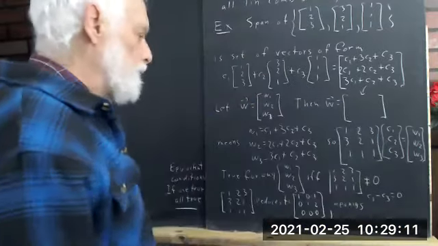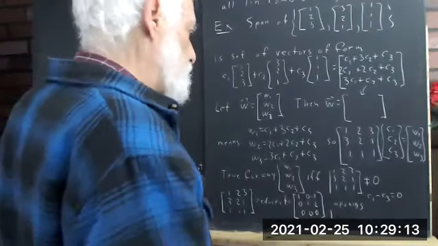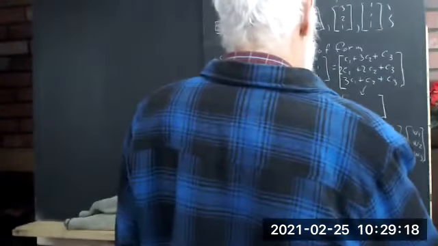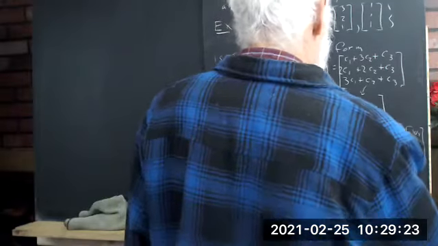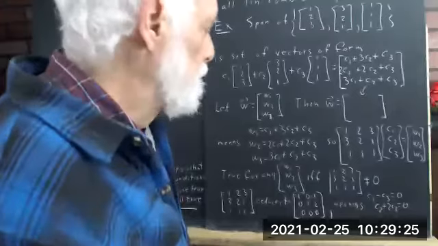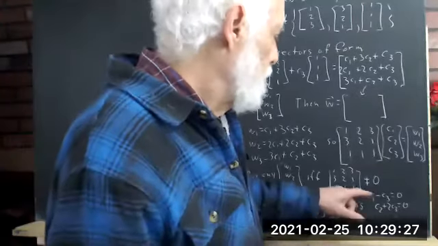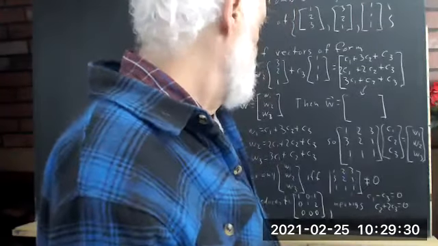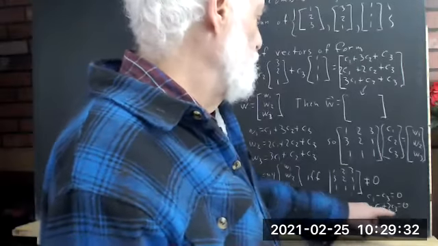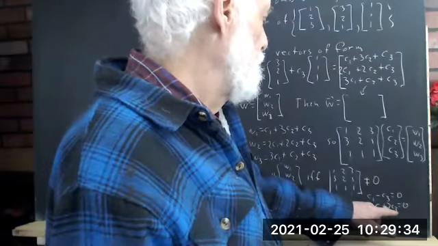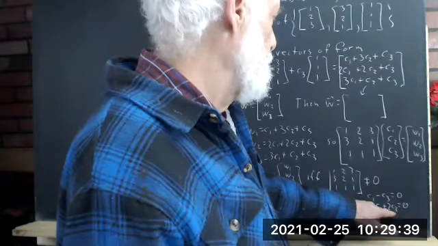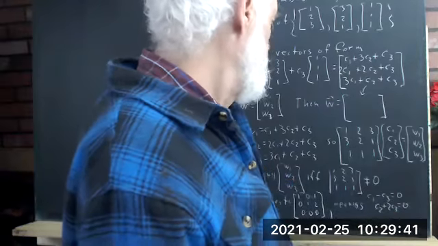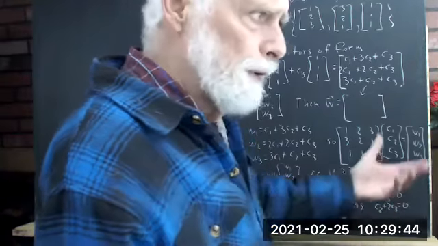I get C1 minus C3 equals 0, and C2 plus 2C3 equals 0, meaning that C1 equals C3 and C2 equals -2C3. And C3 is a free variable.